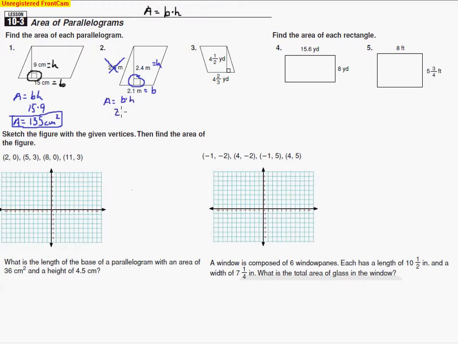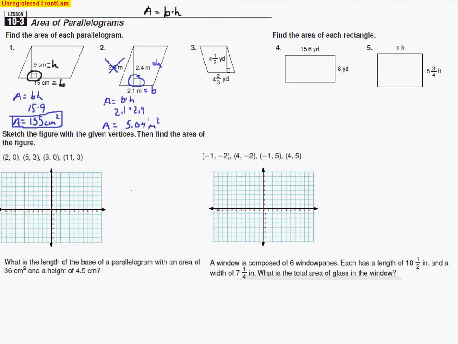Substitute those numbers in there: 2 and 1/10 times 2 and 4/10. So it's double-digit multiplication. When you do that, you end up with 504, then you move the decimal 2 spaces to the right, and that's meters squared.